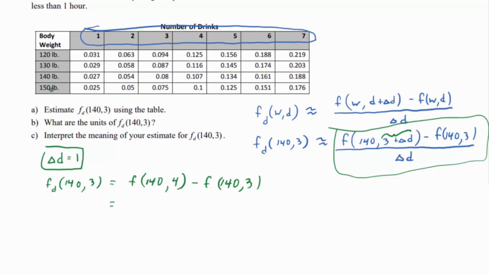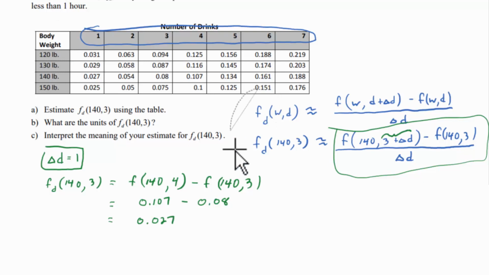Okay, so look at the table. What's F of 140, 4? 0.107? Okay. And then what's F of 140, comma 3? 0.08. And then what do you get if you subtract those? 0.027. Okay, I didn't hear the 7 part. 0.027. Does everybody buy that? Okay. Any questions so far? Does that seem reasonable to you? Then what do we do?